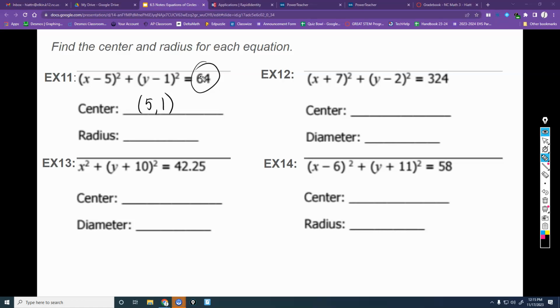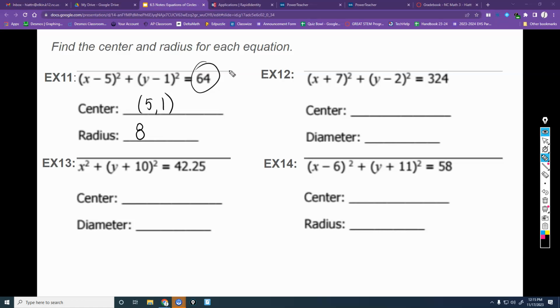What would the radius be for this? Okay, what's it going to be, Isaac? 8. Right there. Because we need to take the square root of that. That number has been squared. To undo squaring something, we square root it. Everybody good there? And you can always double check.